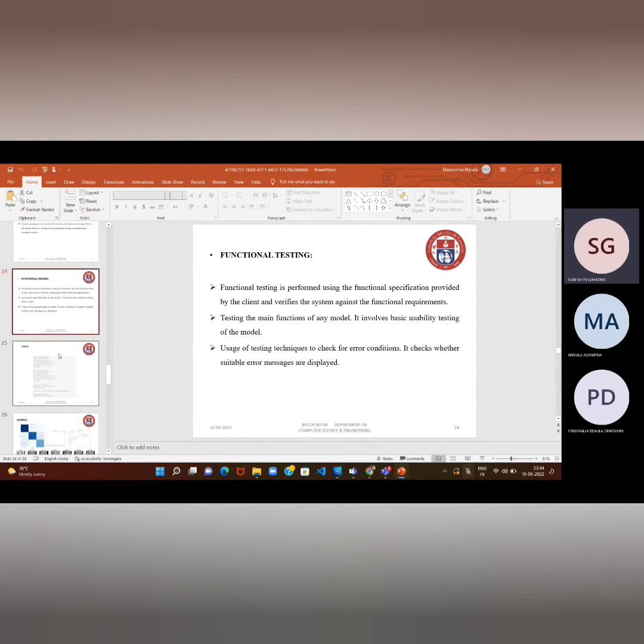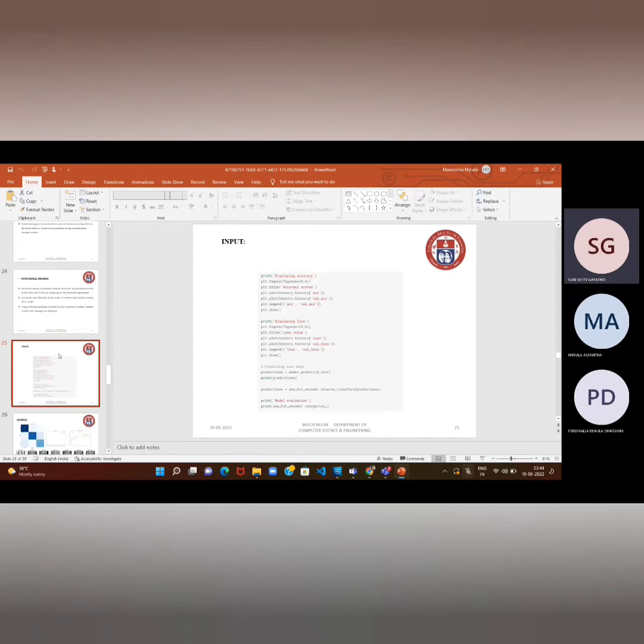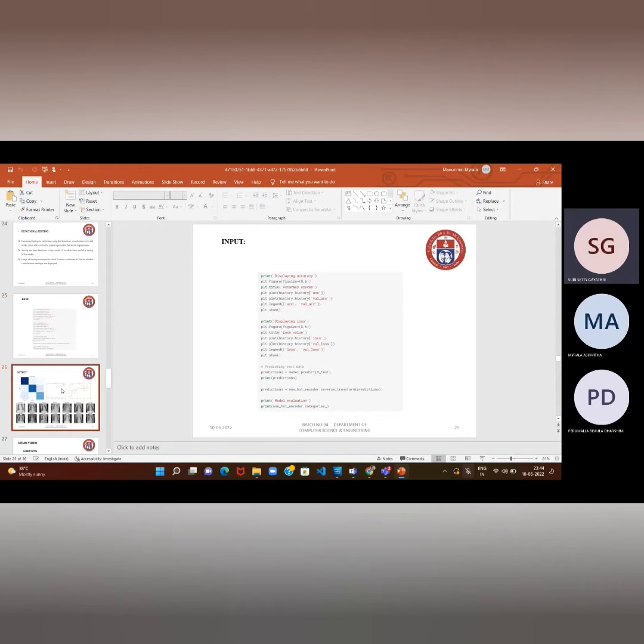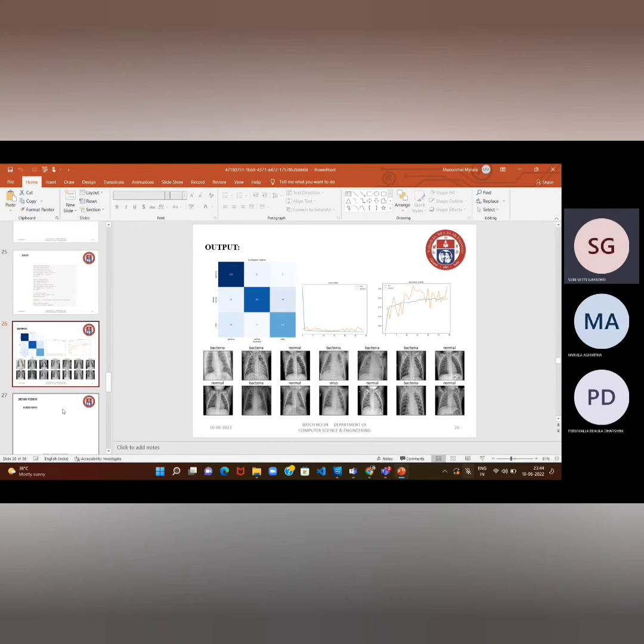Functional testing is performed using the functional specifications provided by the client and verifies the system against the functional requirements. So this is the input, and this is the output we got from the input.